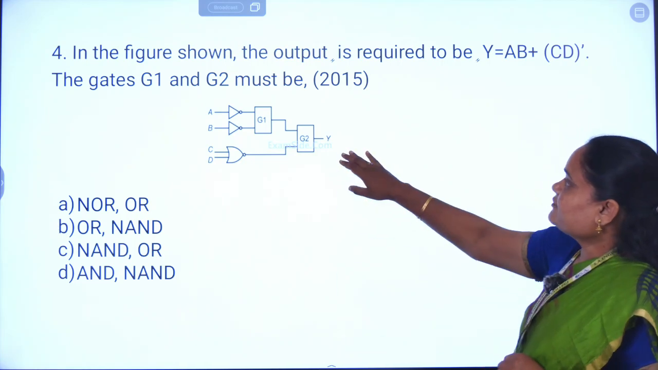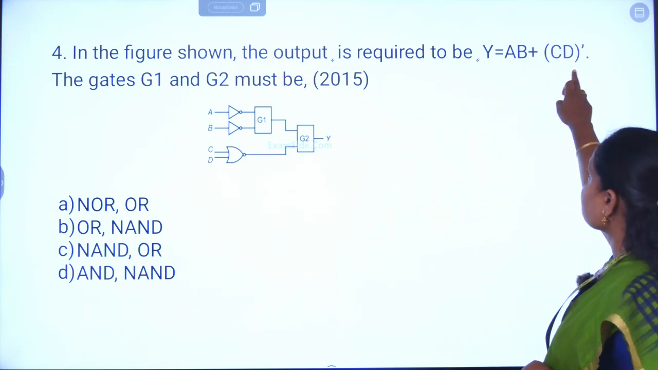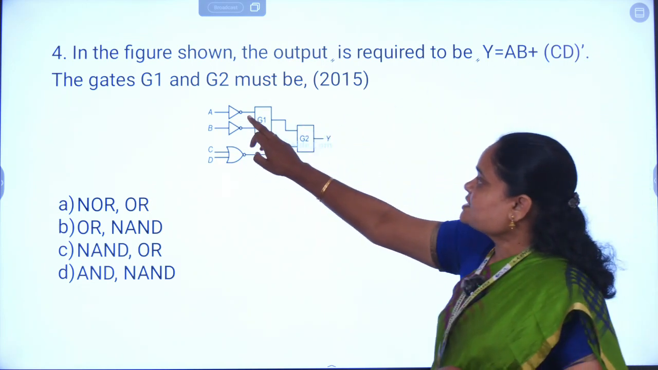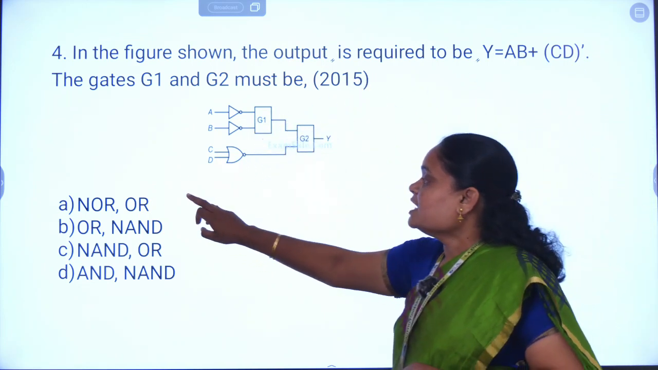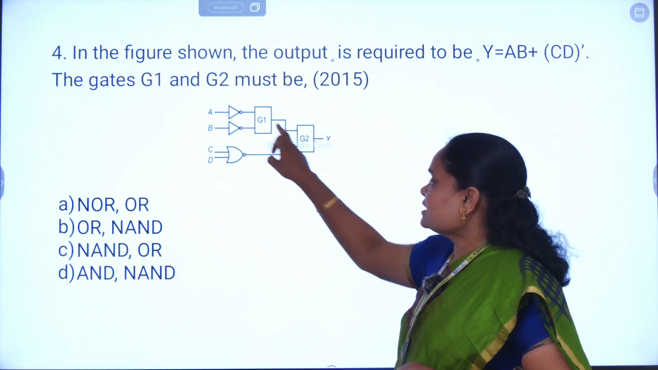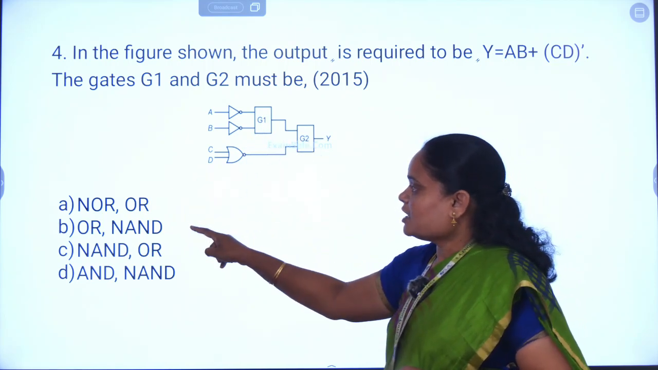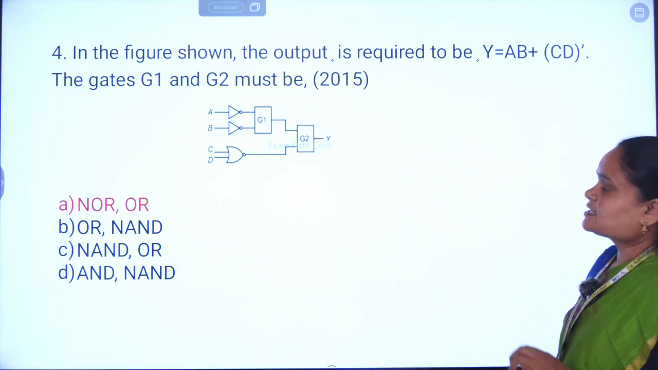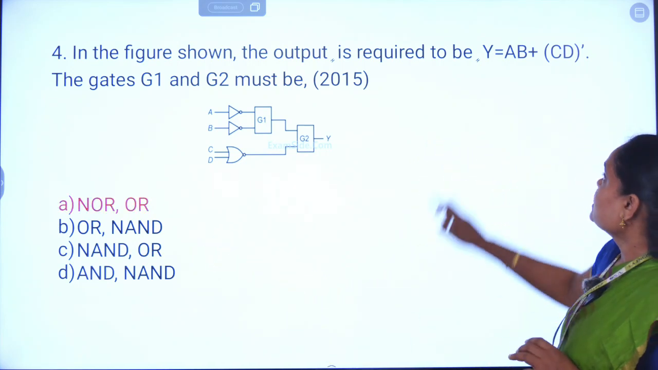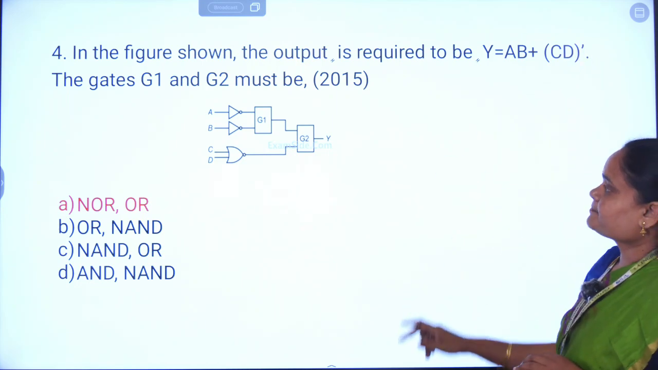In the given figure, the output is required to be Y is equal to AB plus CD bar. The gates G1 and G2 must be, this question was asked in 2015, NOR gate, OR gate, because they mentioned G1, G2. Either gate may be NOR or NAND, NOR or AND, NAND. So the answer is NOR and OR. So we get the answer as AB plus CD whole bar.